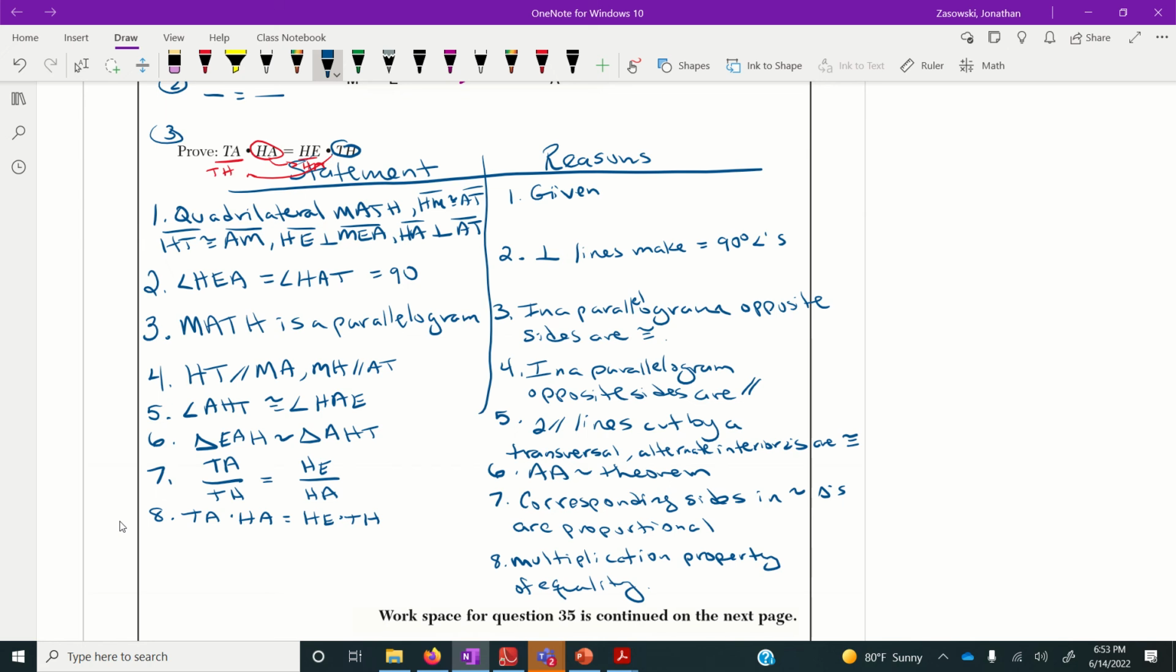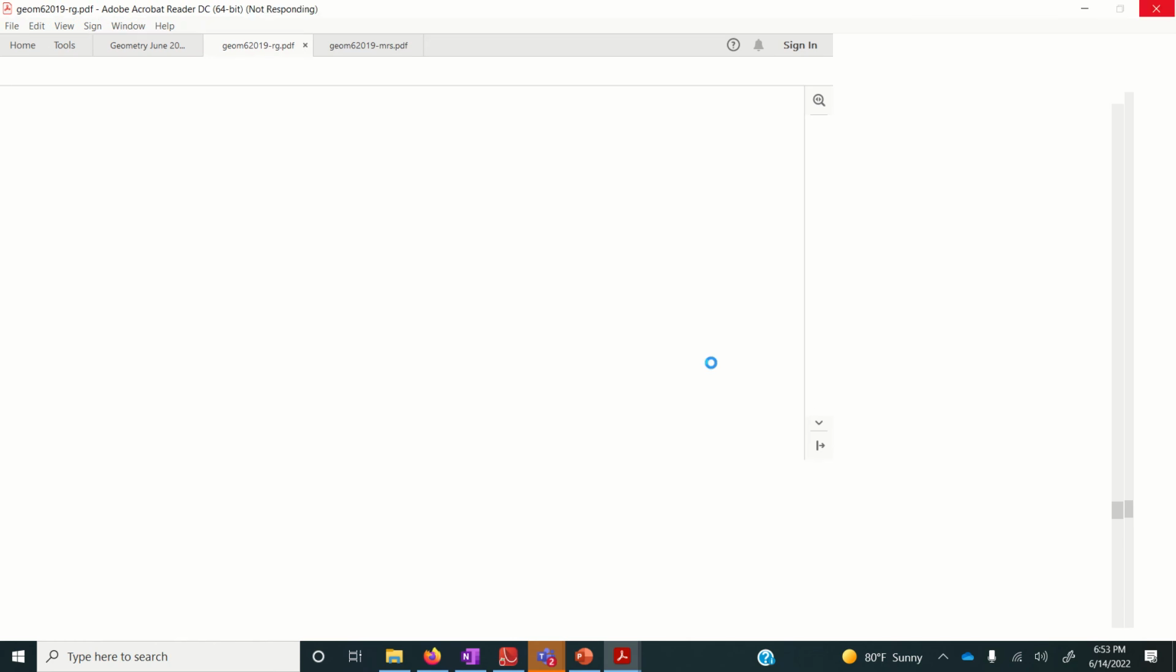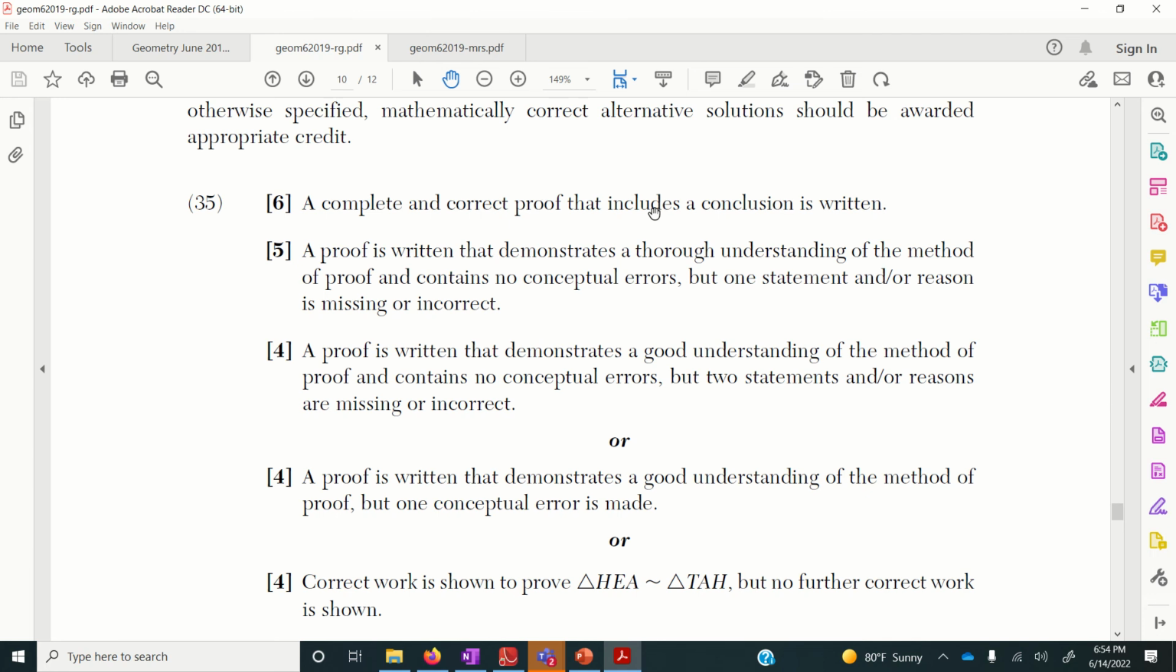Okay. So, let's take a look at the points here. And you're going to see 6 points, right? Proof's done, everything's correct, everything's included. Complete correct proof includes a conclusion is written. Okay, step 5, thorough understanding, but no conceptual errors.